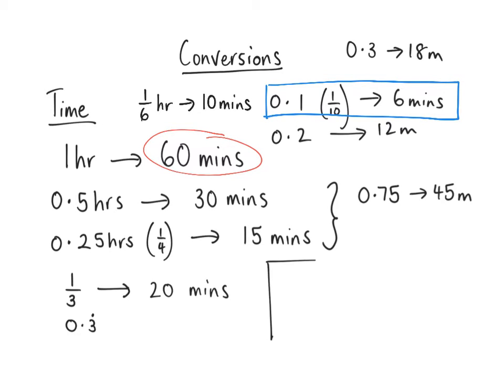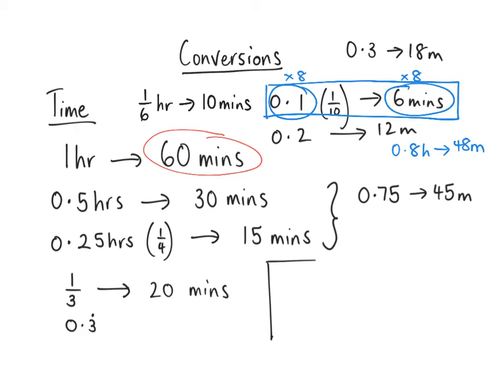And one of the really important ones I probably do want you to write down is this one. Because if you get asked for 0.8 of an hour, well, that's 8 lots of this. So we would need to do 8 lots of the minutes, 48 minutes. If it wanted 0.7, that would be 7 lots of this. So you can use that 0.1 to calculate quite a lot of others.